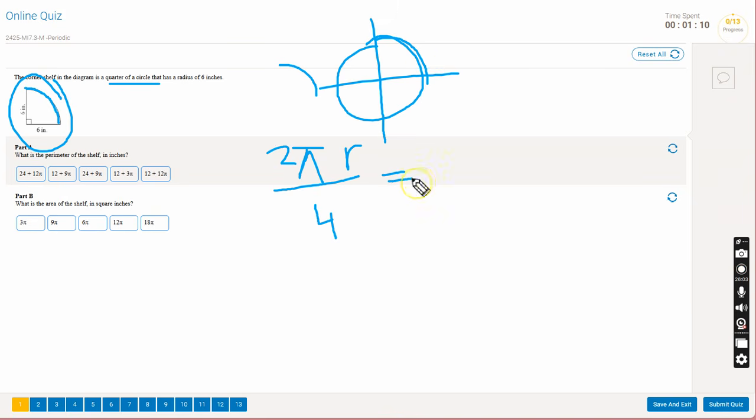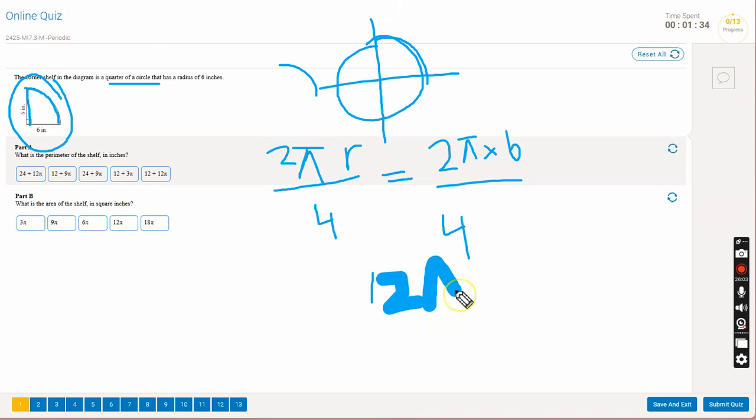Then you have 2 pi r. You'll solve this. The radius is already written for you, 6 inches. If it's not, you can figure it out from here as well. So what is it going to be? 2 pi times 6 divided by 4. That's going to be 12 pi over 4. You simplify this and you'll get 3 pi.